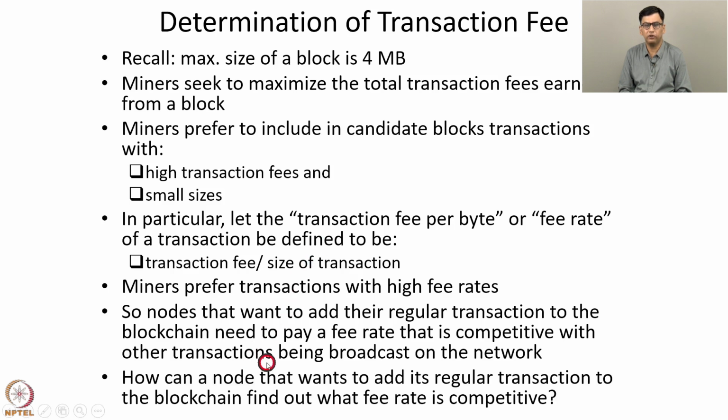How can a node that wants to add its regular transaction to the blockchain find out what fee rate is competitive? So it must have an idea of what fee rates other nodes are setting. So it should set its own fee rate to be comparable with the fee rates of the other nodes.